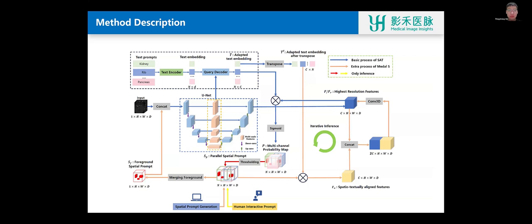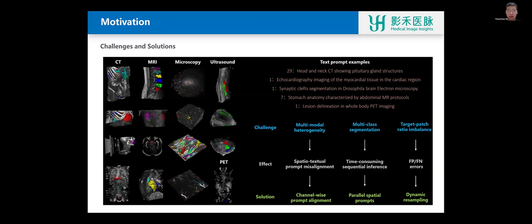To address this, we propose channel-wise prompt alignment to fuse 3D spatial and textual prompts without resolution degradation. Parallel spatial prompts at native resolution supporting simultaneous multi-class processing, and dynamic resampling adapted from SAT and nnU-Net, optimized for medical image diverse target sizes.